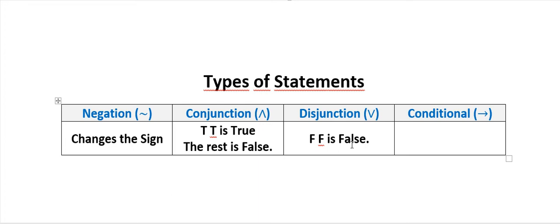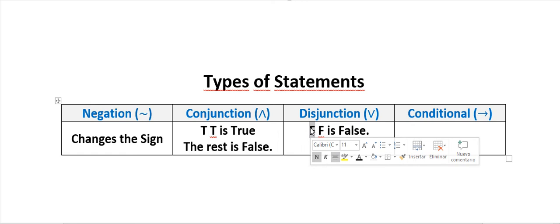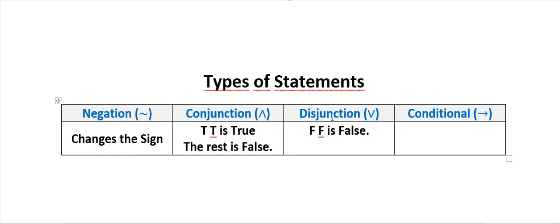Any other case will be true, because if one of them, like for example the first one is true, then it's gonna be true because at least one is true. If the second one is true, it's also gonna be true because at least one of them is true. And if both are true, then obviously it's gonna be true because not only one but both of them are true. So the rest will be true.